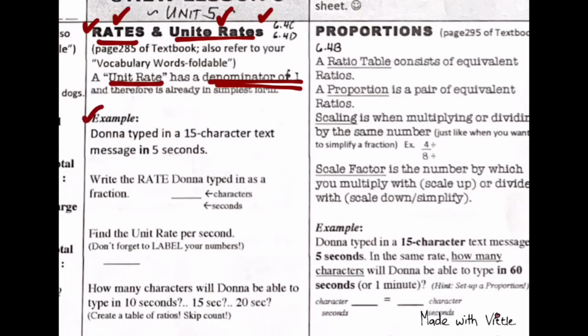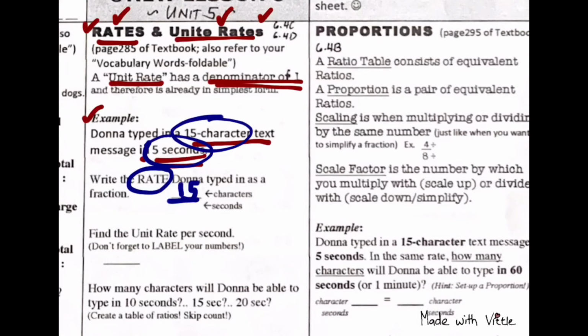The example says, Donna typed a 15-character text message in 5 seconds. So we can write it as a fraction. A rate can be written as a fraction. So the number of characters is 15 over how many seconds? It's going to be 5 seconds. So this is what we call a rate for Donna's typing. 15 characters is what she's able to type in 5 seconds. That's kind of fast.